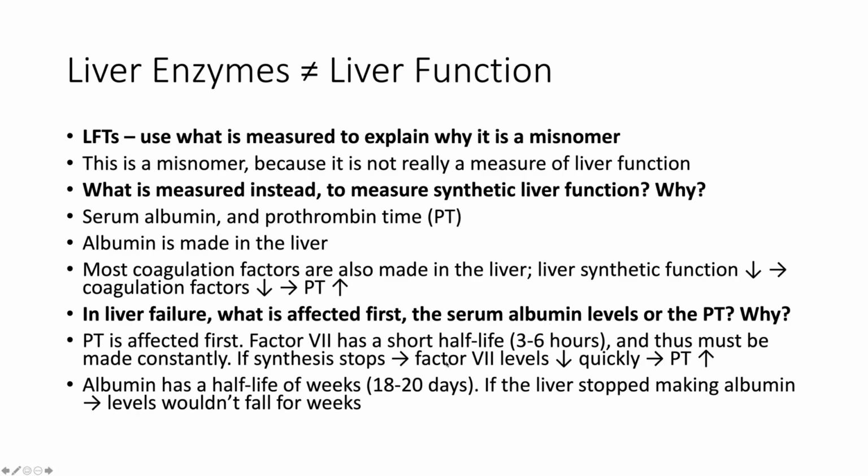That's a semi-common pharm question for Step 1. So it would only take about 15 hours to get to near 0 levels for factor 7, less than a day. But for albumin, 5 half-lives is like 100 days. That's almost 3.5 months. So if the liver stopped making albumin, the levels wouldn't fall for a while.